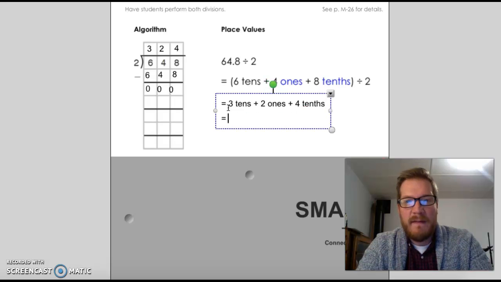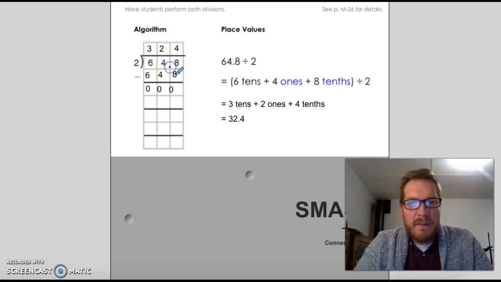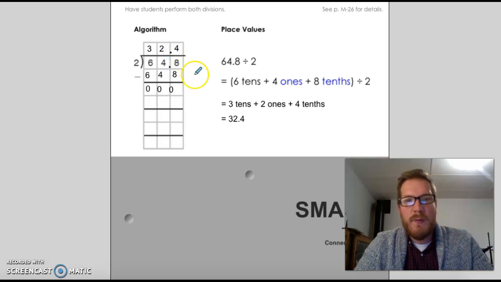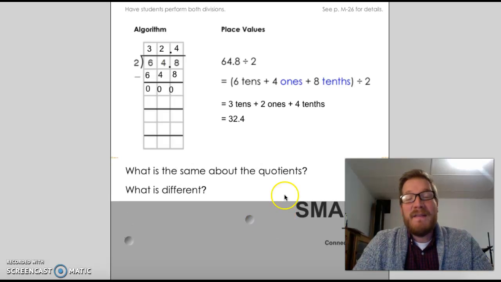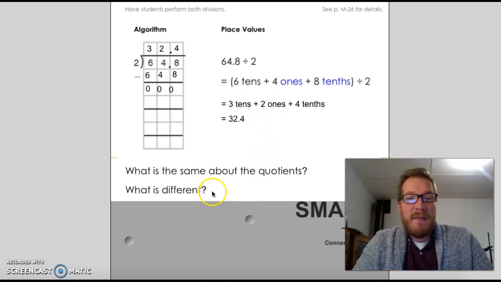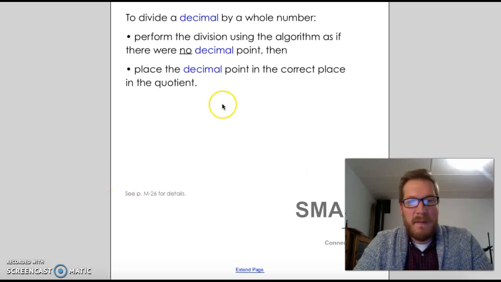And then we like to express it in decimal notation. So it's going to give us 32.4. So basically, if we imagine for a second that there would be a decimal place right here, you would just have to make sure you put the decimal place above where it is, in the quotient. So what's the same about the quotients? The numbers are the same. What's different is the decimal place. But the process is the same, basically.